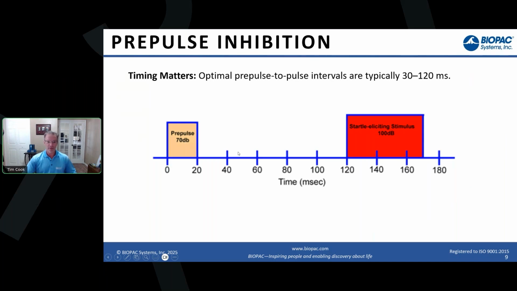We then have an interpulse interval of somewhere between 100 to 120 milliseconds. And generally with that one, it's going to be a little bit larger pulse, usually around 40 milliseconds. And we're going to keep that somewhere in the neighborhood of 100 to 120 decibels. And I'll talk about that a little bit more in terms of how we will need to test those as we build that file up.